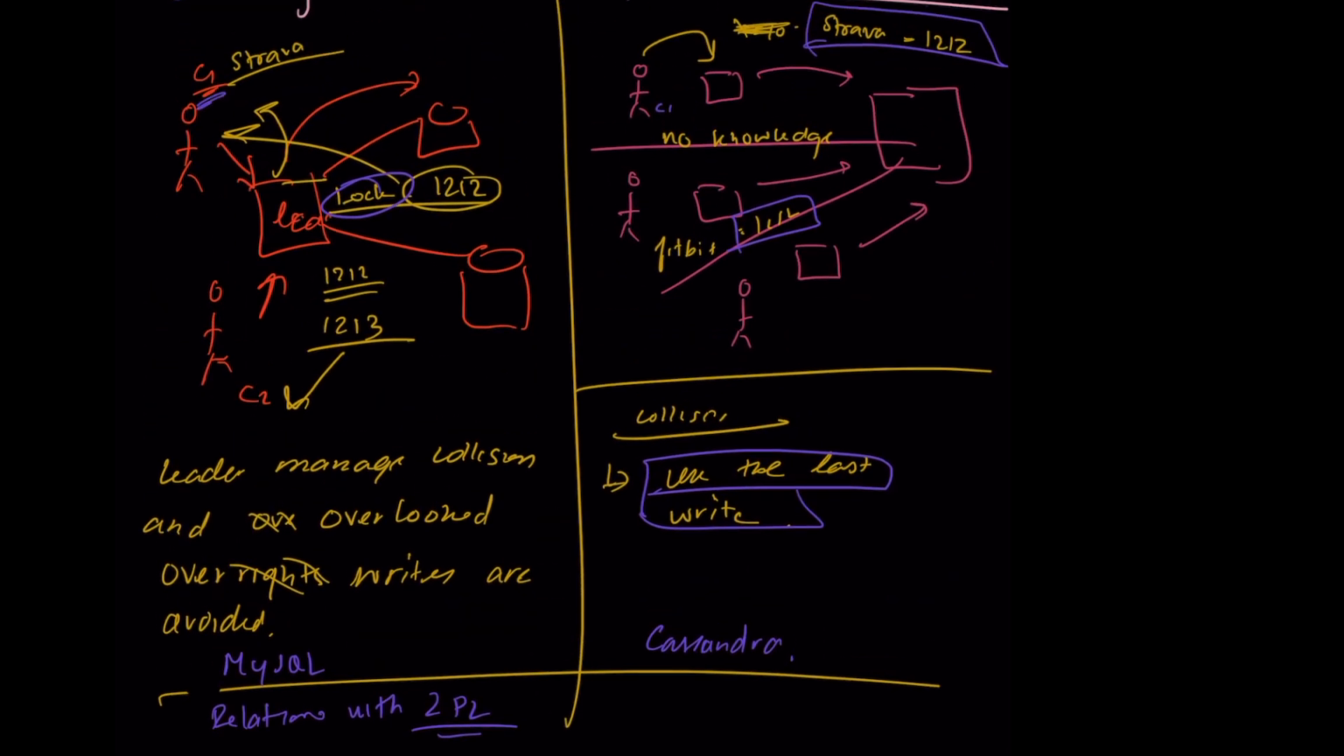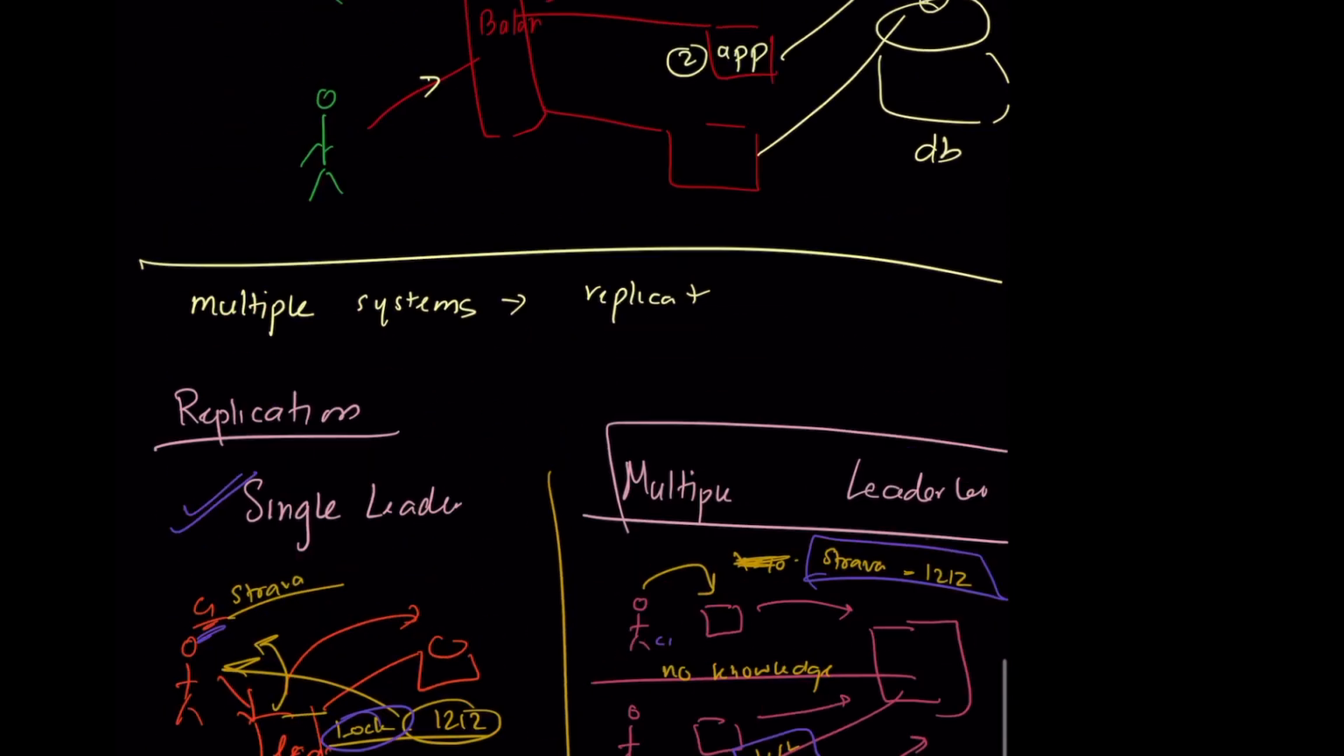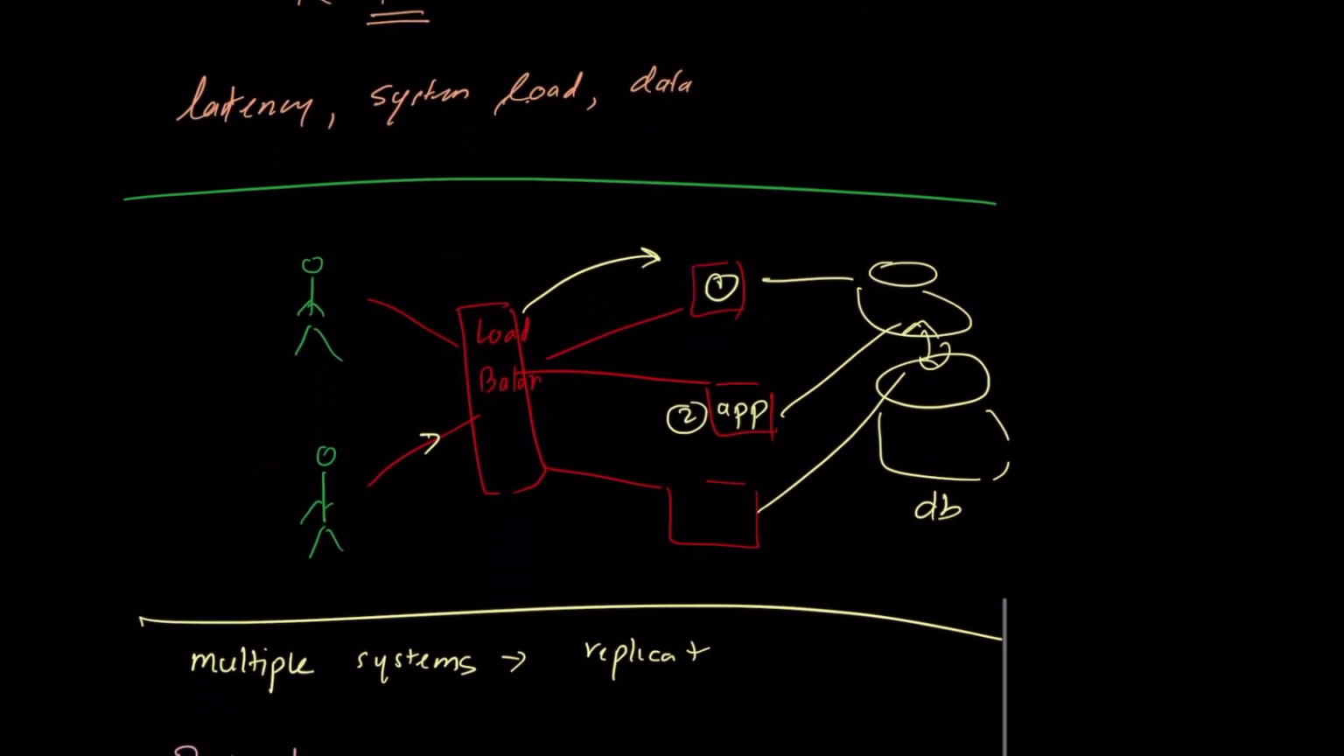with two-phase locking. So when I told you about the lock, this is what I was telling you about: each consumer will talk to the leader and get the lock before writing into the database.